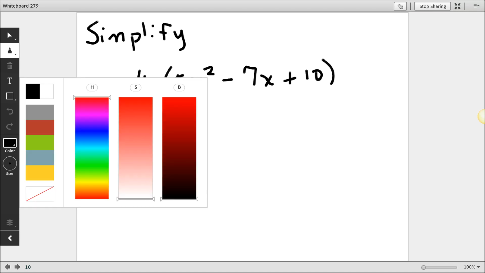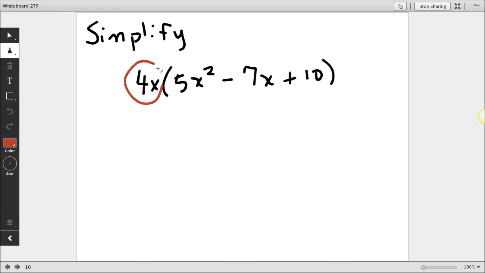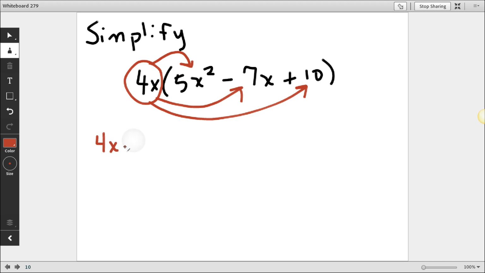What we're trying to do is distribute the number outside the parentheses to each term inside. This is kind of a precursor to using FOIL and some of the other techniques that you learned in Algebra 2 or Algebra 1. So what we've got to do is multiply 4x times 5x squared, and then we're going to keep the signs that are there. So minus 7x times 4x plus 10 times 4x.